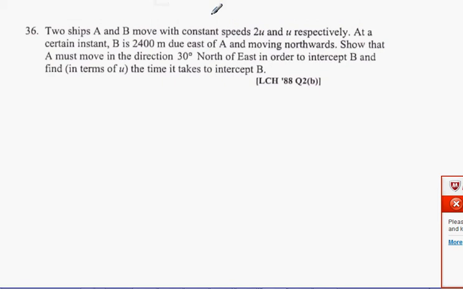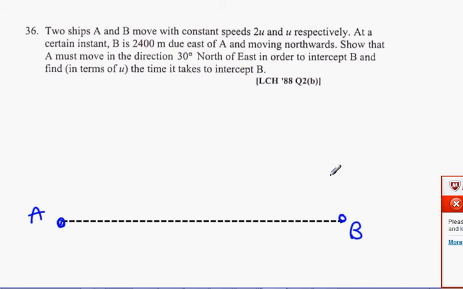Well, what we're going to do here is a quick diagram. A and B are separated by 2,400 meters. B is moving northwards, right? And A is the faster of the two ships. It can go 2u while B goes u upwards. And in order for A to intercept B, it must cancel B's u value.